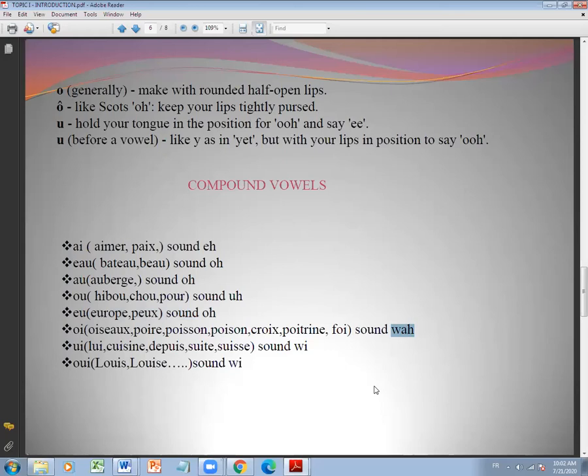There are two. The first one is poisson, then the next one, after poire. I want you to get the difference. The difference is simple. The first one is poisson because of the double S. That is fish. But the next one is poison. Poison is poison, but poisson is fish.